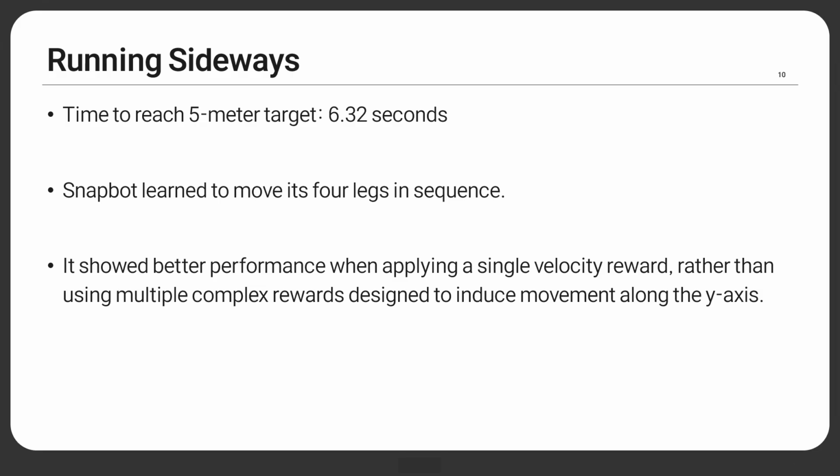The final model of this running sideways task reaches the 5-meter target in just 6.32 seconds. The snapbot in this task learned to move its four legs in sequence properly. It showed better performance when applying a single velocity reward rather than using multiple complex rewards designed to induce movement along the y-axis.